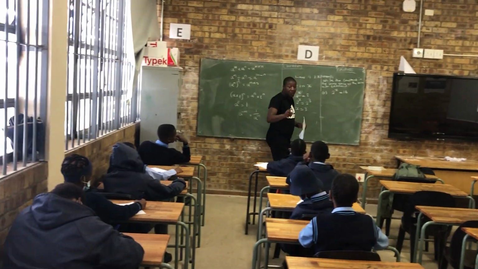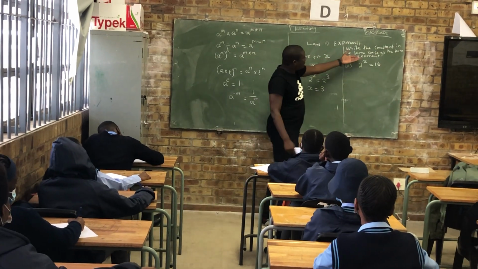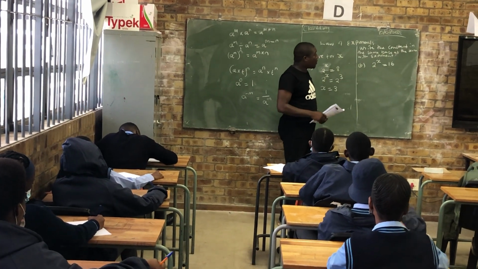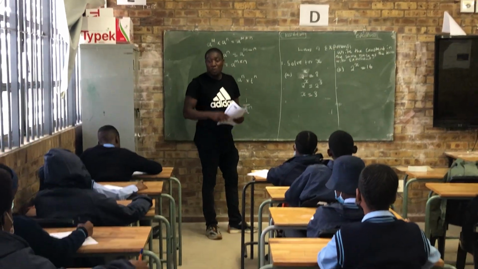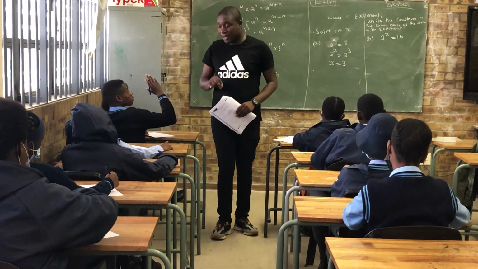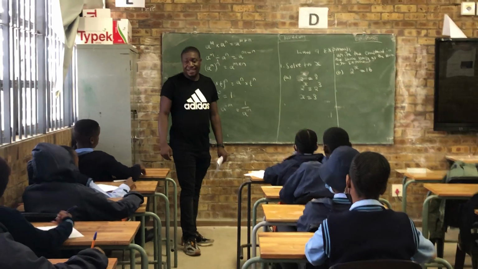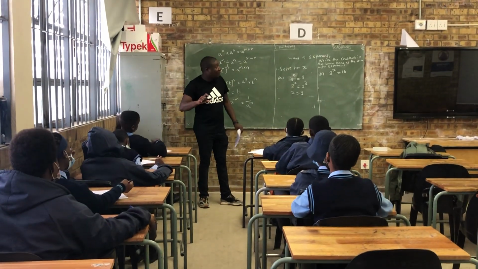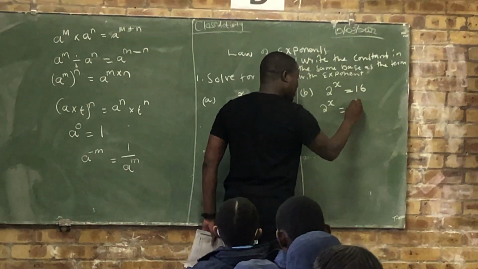So that means our duty now is to write 16 in the same base. That means 16 should have a base of what? Of 2. So what is the power that can give us 16? If we have 2 as a base, what will be the power so that we can get 16? Okay, we can start: 2 to the power 2 is 4, then 2 to the power 3 is 8, 2 to the power 4 is 16. That means we write 2 to the power x equals 2 to the power 4.